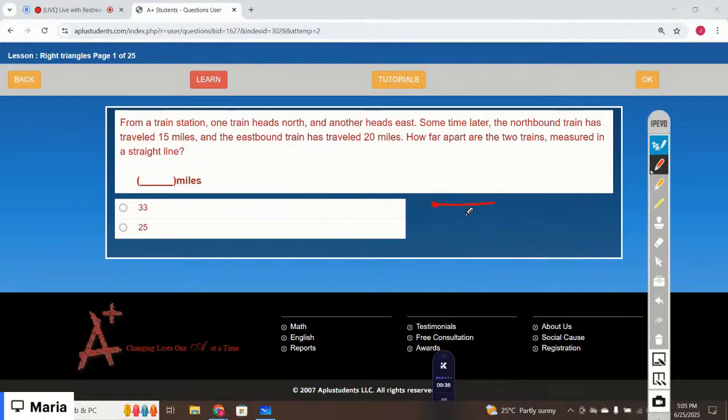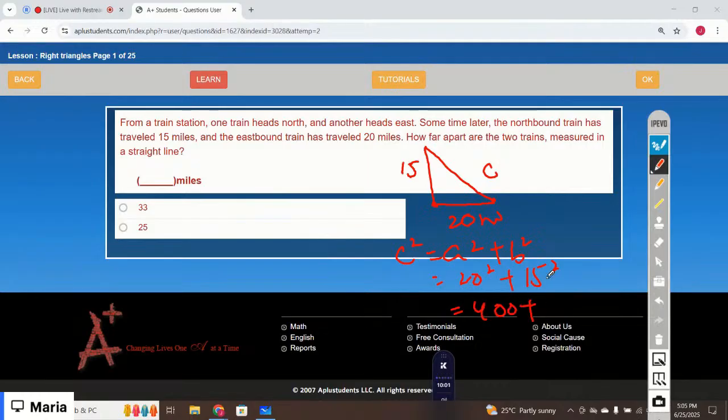So here is the point, one goes in the east that goes 20 miles, one goes northbound that is 15 miles. We need to find this distance. That means we need to find the C, right? We are given A and B, we need to find C. So C squared equals A squared plus B squared. So that is 20 squared plus 15 squared.